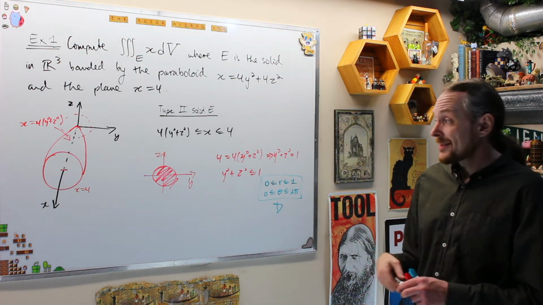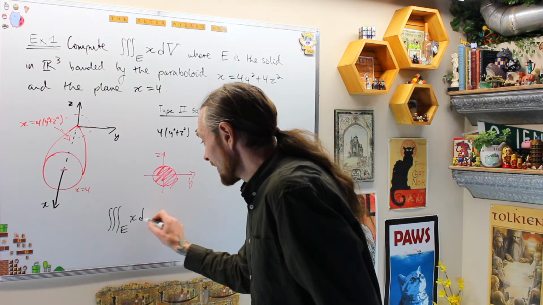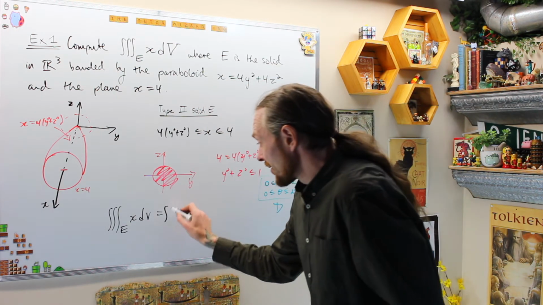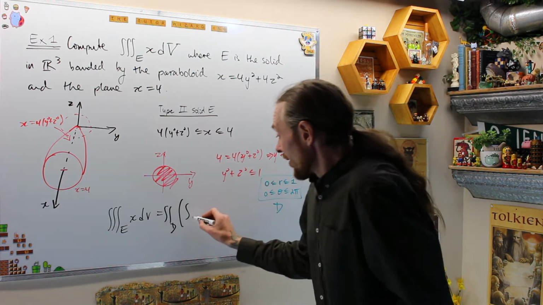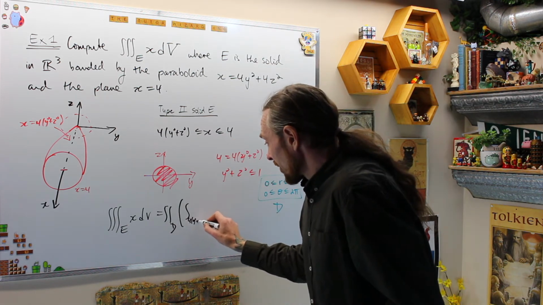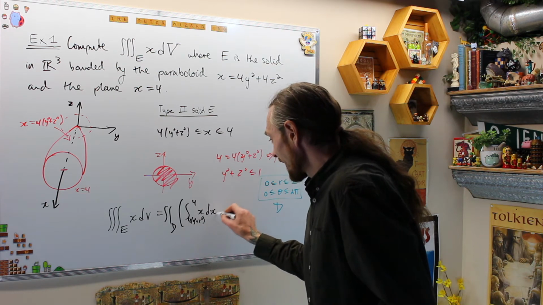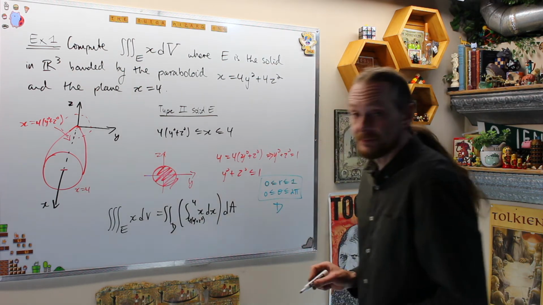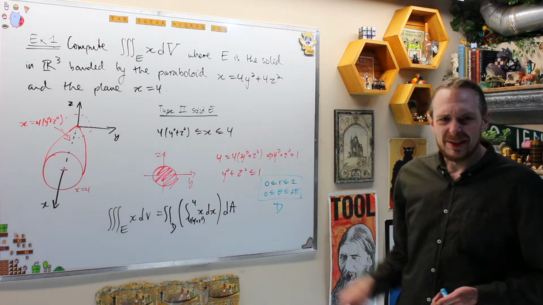Now what we're cleverly going to say is this triple integral over E of x dV is equal to the double integral over our region D of the integral from 4y squared plus z squared to 4 of x dx dA. And that's cleverly phrasing that. There's the trick that you're going to steal now.